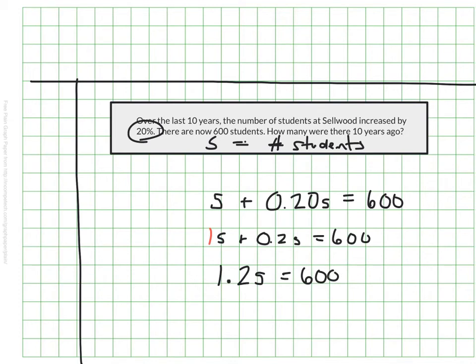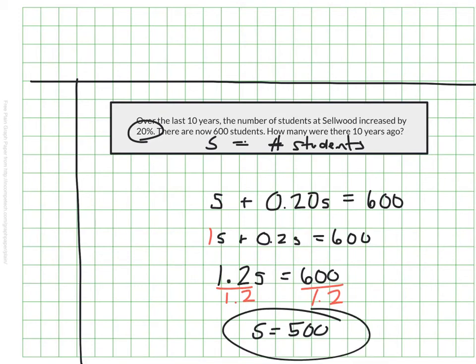So I can actually solve this like I solve any equation. And in this case, that means dividing by 1 and 2/10 on both sides. And when we do that, we find out that, I'm going to do a couple quick calculations here, 600 divided by 1 and 2/10 is 500. We know that there were 500 students 10 years ago. And that's quite a change, right? 100 extra kids.